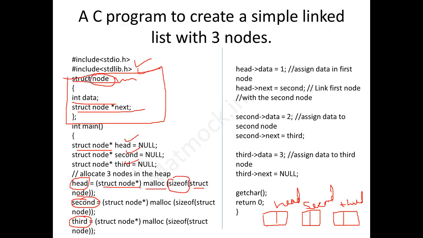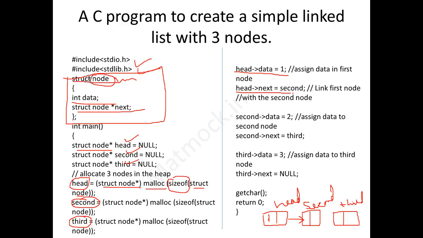Now here I want to store the data in head. So how to store the data? Head arrow data is equal to 1. What it will do? It will assign data in the first node, so here it will be 1 now. Now head next will point to which node? It will point to this node. The arrow indicates head pointing to the second node.